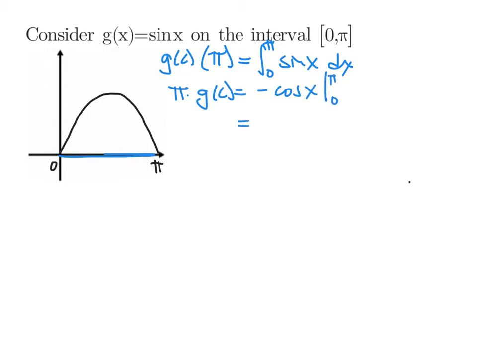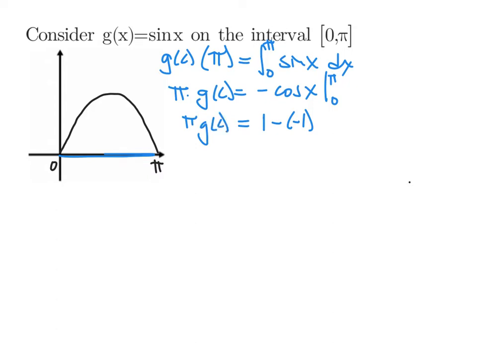When we do that calculating, plugging in pi, cosine of pi is negative 1, so the opposite of negative 1 is 1, minus, when we plug in 0, negative cosine of 0 is negative 1.